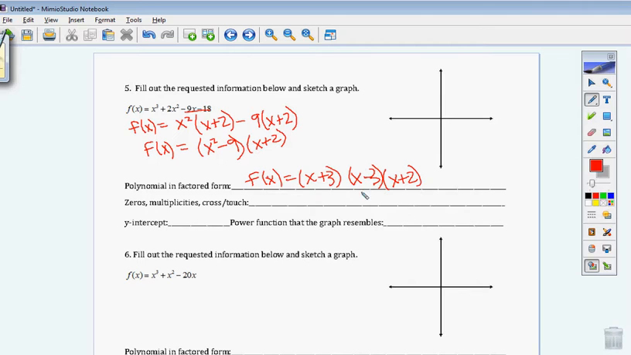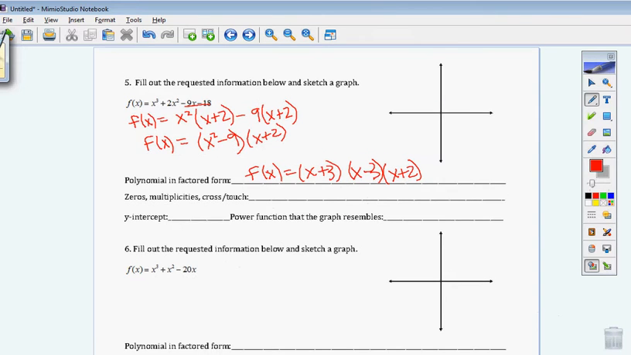And then we could do our zeros, our multiplicities, y-intercepts, all of that off of here, and we could go sketch our graph. I'm going to leave that for you to check the solutions online to do that, but I just want to talk about how to get these in factored form. That's where most are struggling with.